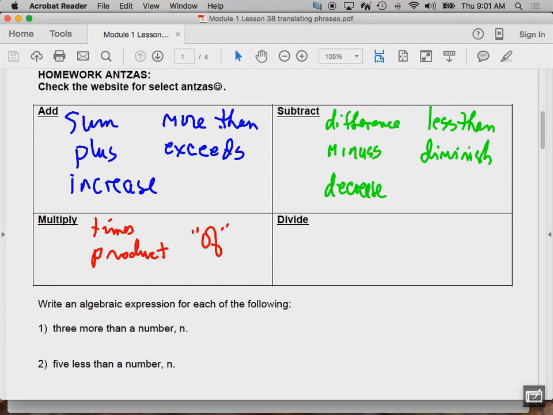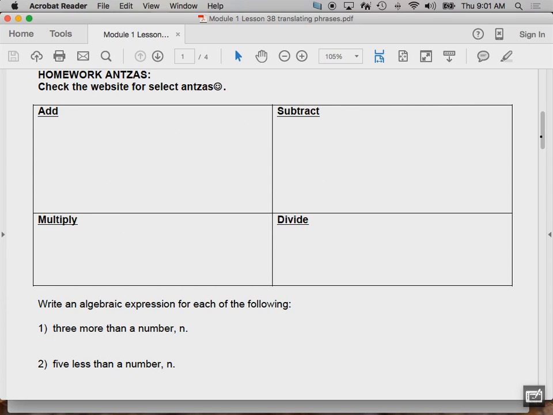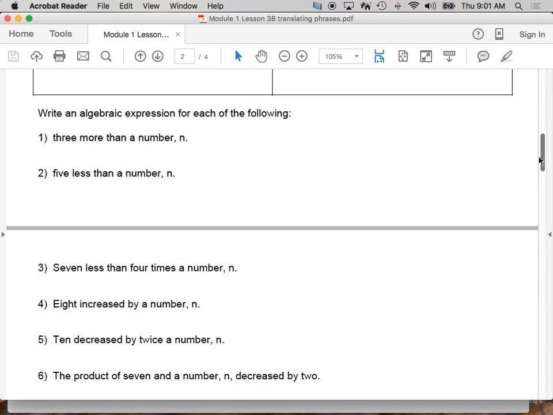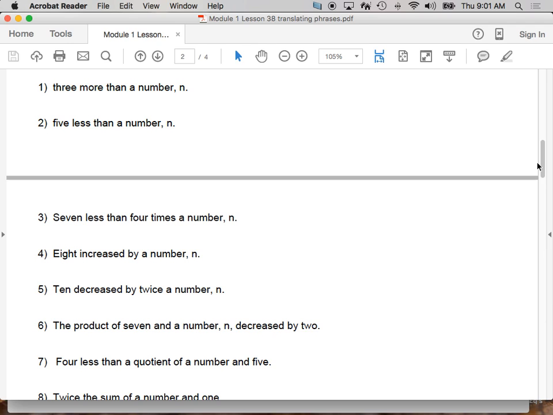And divide, there's really one dominant word that means divide. What would that be? Divided by. Quotient. Very good. Yeah, if we see divided by, obviously we're there, but quotient would be the next one. We will just rock it through now and translate some phrases.